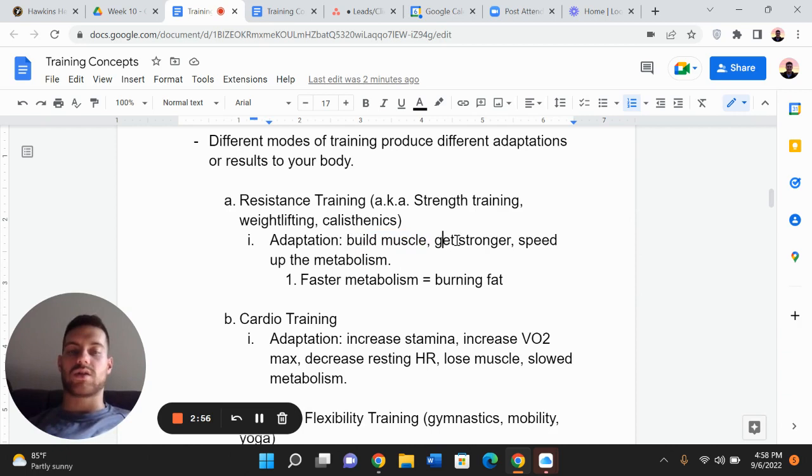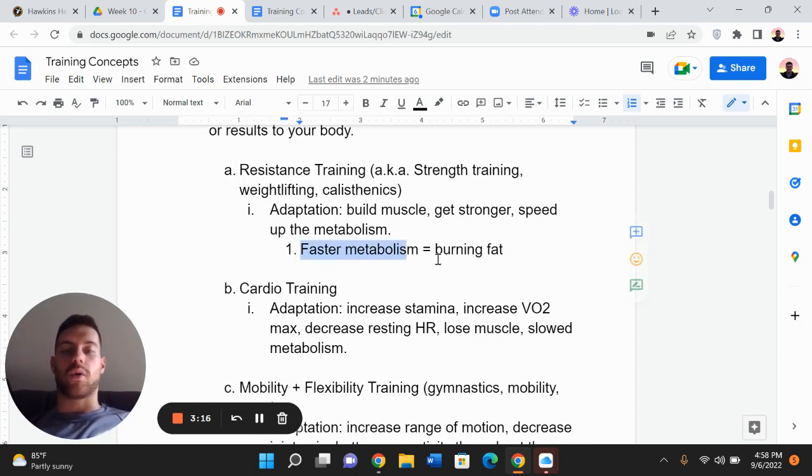Now, you also get stronger because you have more muscle, you're able to generate more force, meaning you get stronger. And then because of this, your metabolism speeds up. The more muscle you have on your body, the more calories your body has to expend just to keep that muscle on your body. So therefore, you speed up your metabolism. So that's the adaptation that happens. And of course, with a faster metabolism, that equals burning more fat.